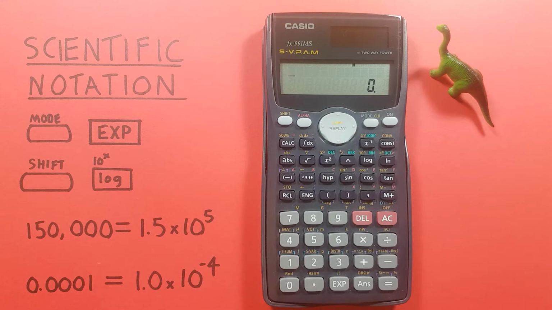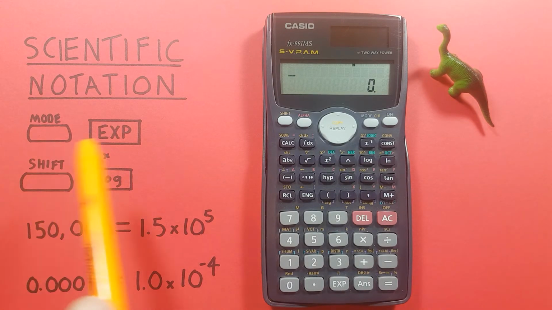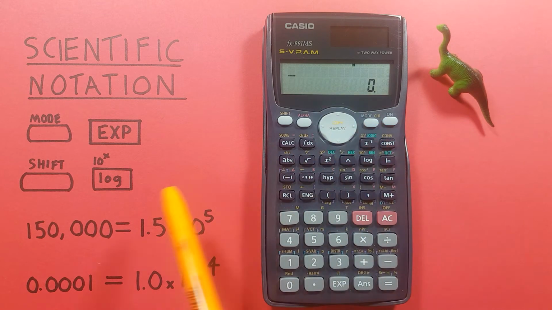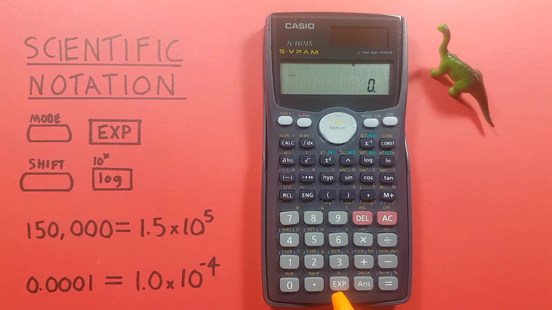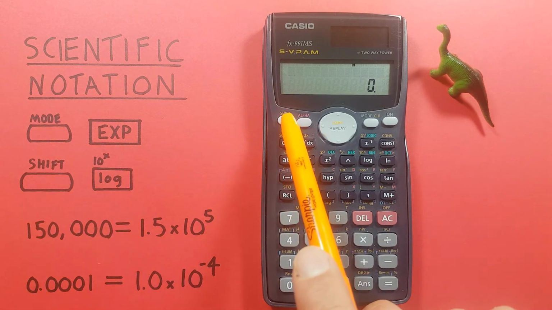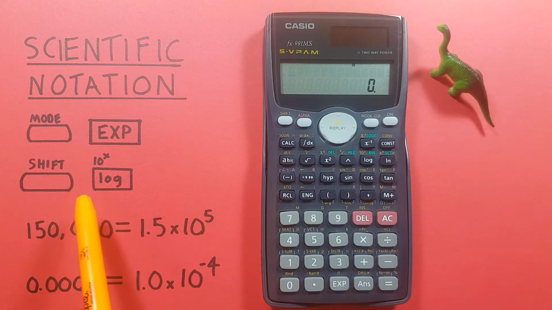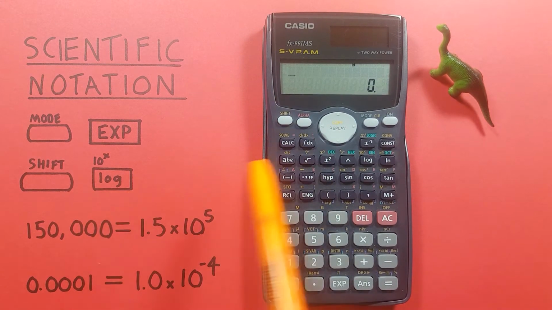I'm Rick, and in this video we're going to have a look at how we can find and use scientific notation on the Casio fx-991 MS calculator. To do this, we'll be using the mode key that looks like this, located here, the EXP key that looks like this, located here, the shift key that looks like this, located here, and the log key that looks like this, located here.